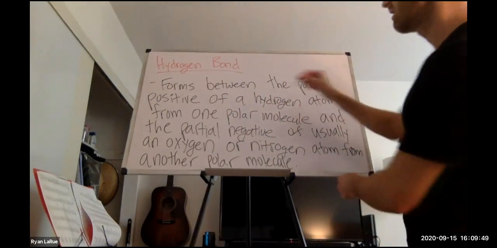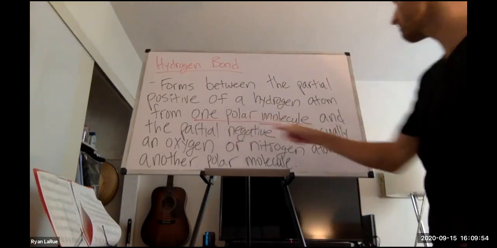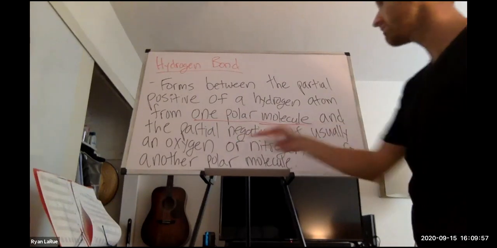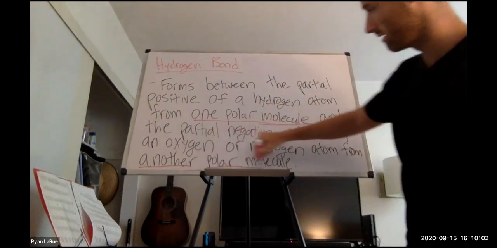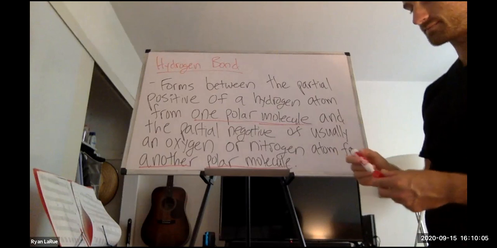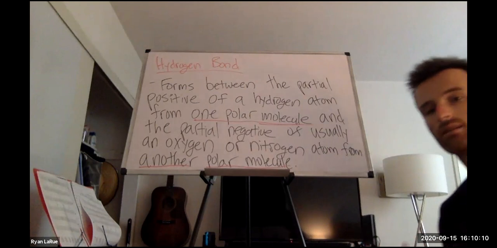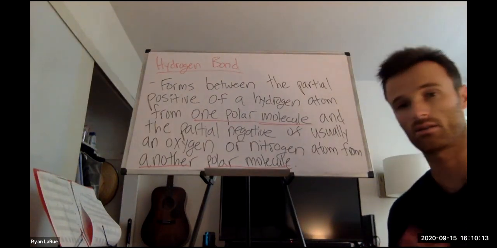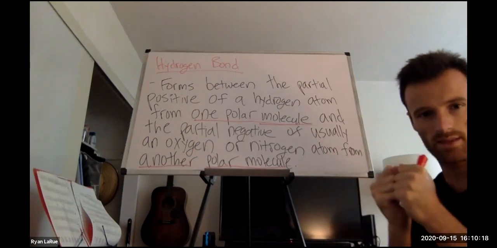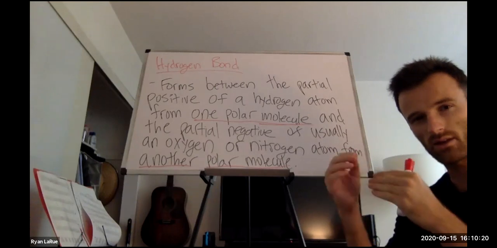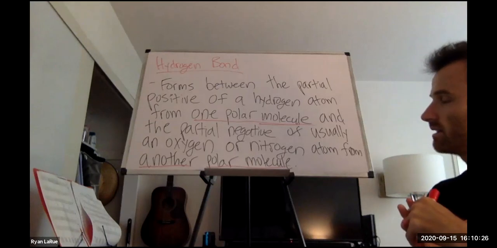So this is going to happen between the hydrogen atom of one polar molecule and the partial negative of another, usually an oxygen or nitrogen, from another polar molecule. We're going to look at an example of what that looks like. That's partly why this is considered a weak bond: the atoms aren't so close within the same molecule, but there are these weak interactions between neighboring molecules. We're going to take a look at an example of that in a minute.